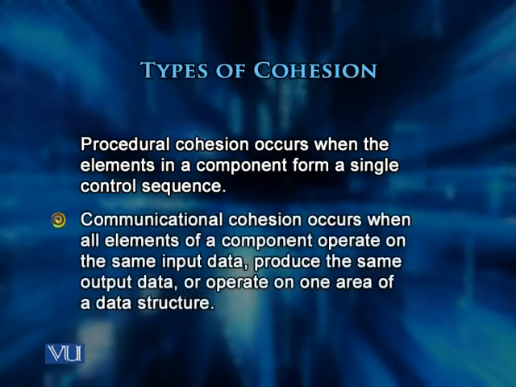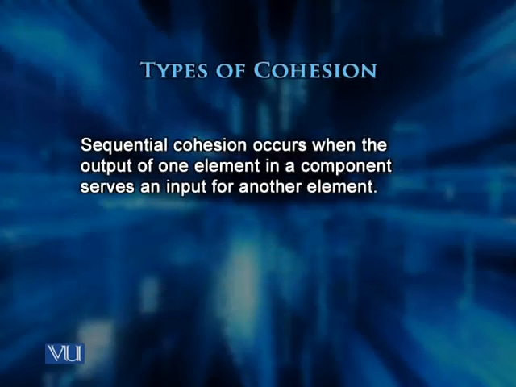Then we have the communicational cohesion. It occurs when all the elements of a component operate on the same input data, same output data, or operate on one or more areas of the data structure. Next is sequential cohesion, which occurs when the output of one element becomes the input of the next element. So this is another form of cohesion.